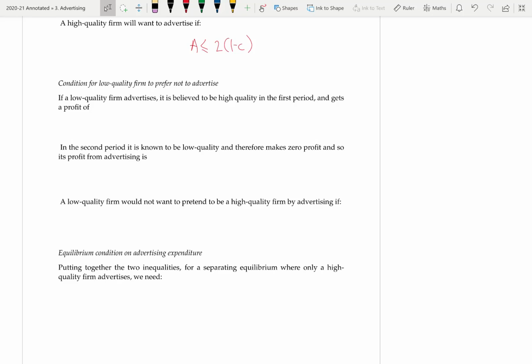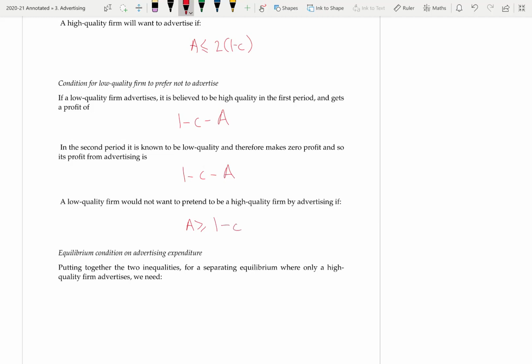When will a low quality firm prefer not to advertise? Well, we need to compare the profits from advertising and from not. If a low quality firm advertises, then it's believed to be high quality in the first period, so it will be able to make a profit of 1 minus C minus A, the same as a high quality firm. However, in the second period, now consumers know it's a low quality firm, they've purchased the good and found it's low quality. Therefore, this firm would make a 0 profit, and so its profit from advertising is just that first period profit, 1 minus C minus A. So when would a low quality firm be better off not advertising? It will be better off not advertising if this profit is less than or equal to 0. That is, if A is greater than or equal to 1 minus C.